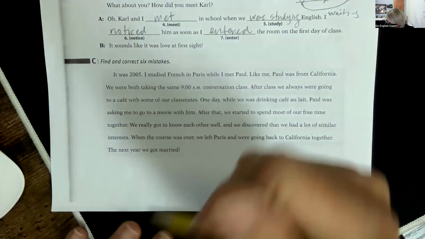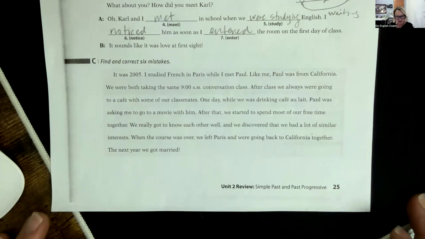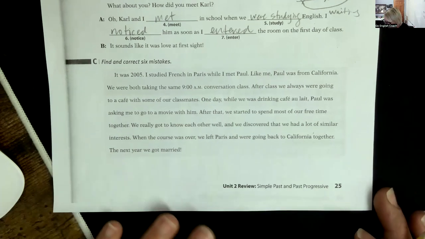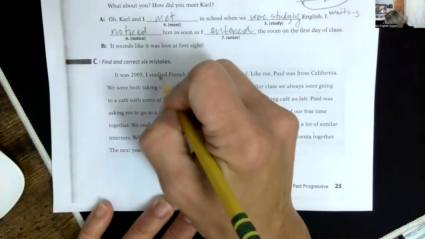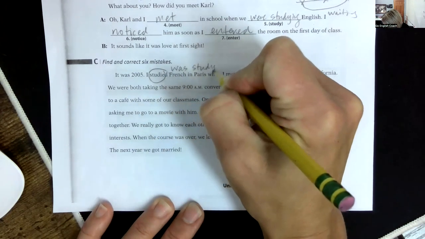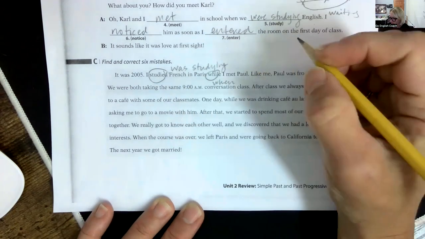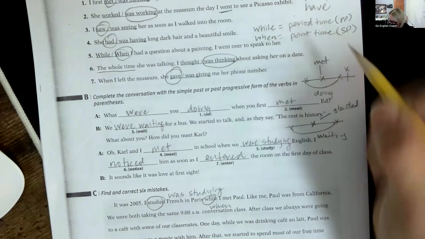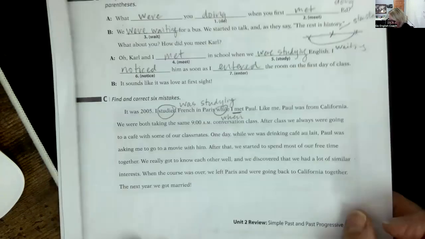Okay. It was 2005. I'm just jumping right in there. We're going to find six mistakes in this paragraph. Okay. So, we're going to circle them and correct them. All right, so it was 2005. I studied French in Paris while I met Paul. So let's say I was studying when I met Paul. Remember up here, we talked about when is a point in time. When is connected with the simple past. This is simple past, and it's a correct sentence.